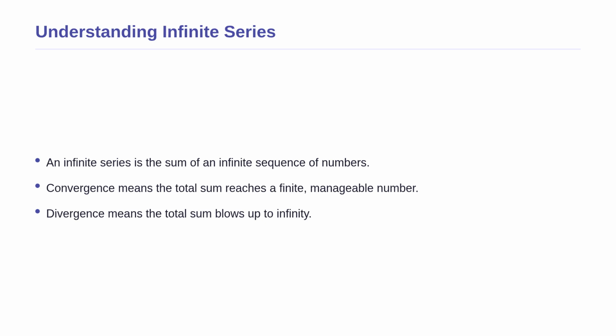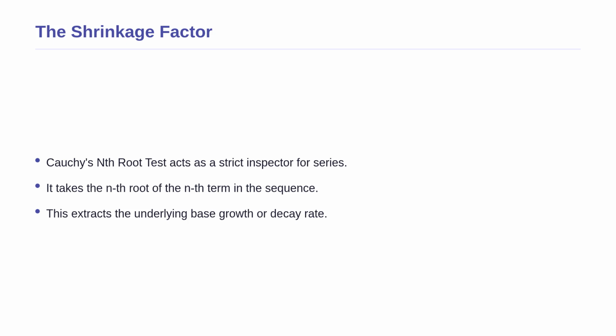Let us start by imagining you are building a tower by stacking blocks, where each new block is smaller than the last. In mathematics, adding an infinite sequence of numbers is called an infinite series. We want to know if the total sum reaches a maximum finite number, which we call convergence, or if it blows up to infinity, which is divergence. Cauchy's nth root test acts like a strict inspector to measure exactly how fast our blocks are shrinking, ensuring the tower does not topple.